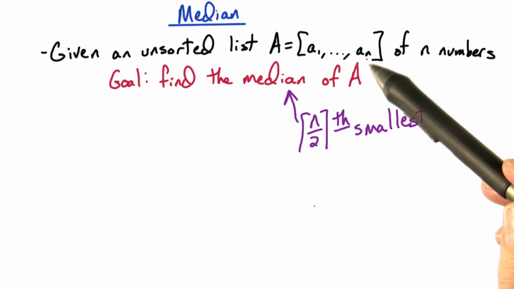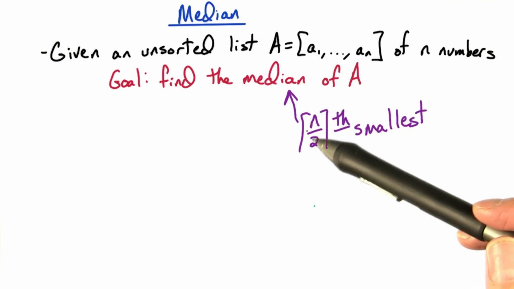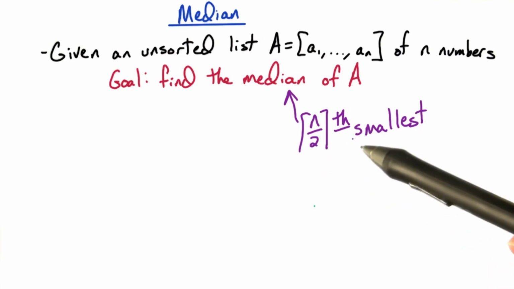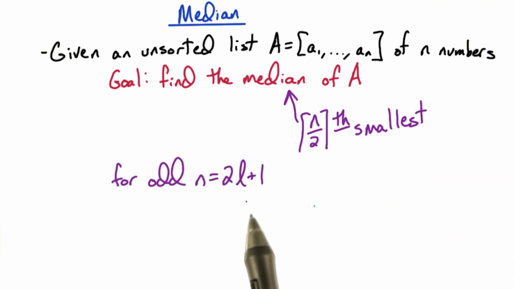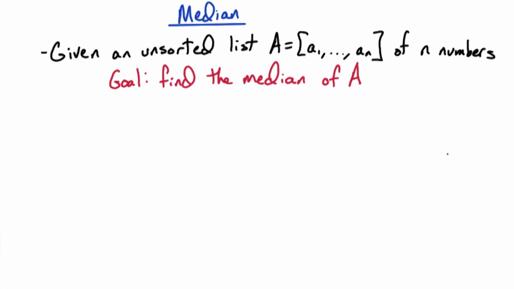When n is even, it's not exactly clear what we mean by the median. So for concreteness, let's define the median as the ceiling of n over 2 smallest element of A. When n is odd, so n equals 2 times L plus 1 for some integer L, the median is the L plus first smallest. There are exactly L elements which are at most this median element, and at least L which are at least this median element.